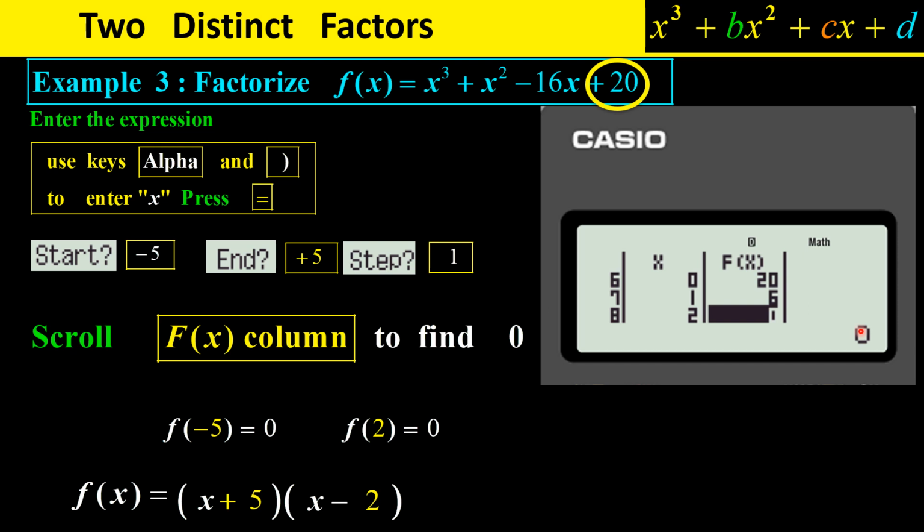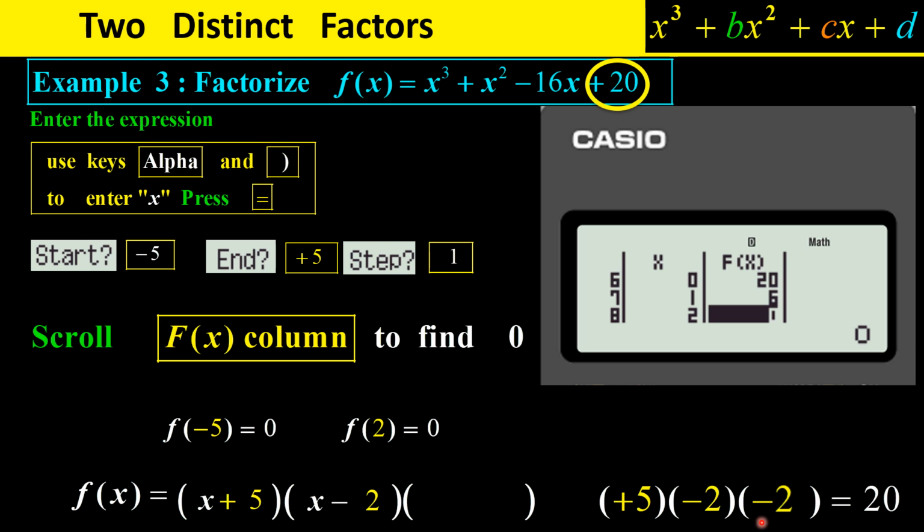We already have a 5 and a negative 2. 5 times negative 2 with what? That's a missing one. Must give me my 20. 5 times negative 2 is negative 10. Negative 10 times, that's correct, times negative 2. So my other factor here is x minus 2.